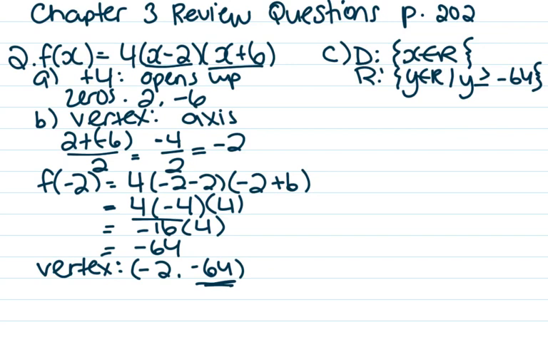Letter D asks us to graph the function, so I'm just going to get some graph paper here for a second. So using what I know, the zeros and the vertex and the direction of opening, using those three things, I can graph it. So I need to go down to at least negative 64, so I'm just going to go down by tens here. And then I'll just go up by ones on the x-axis.